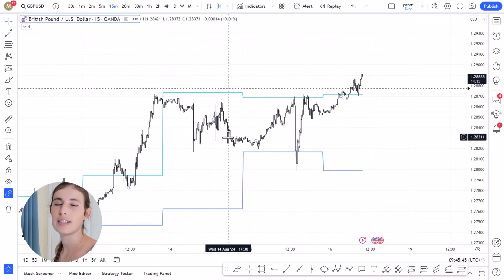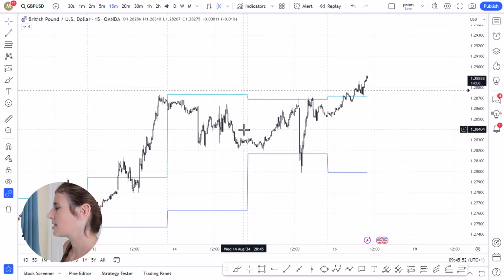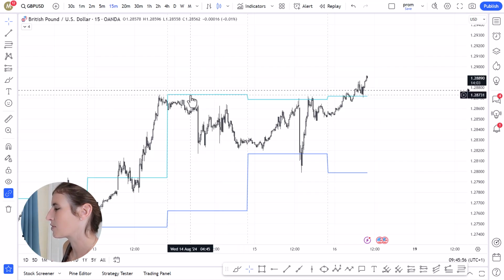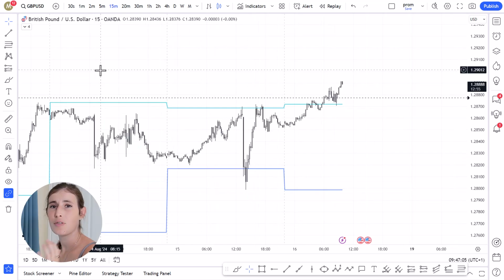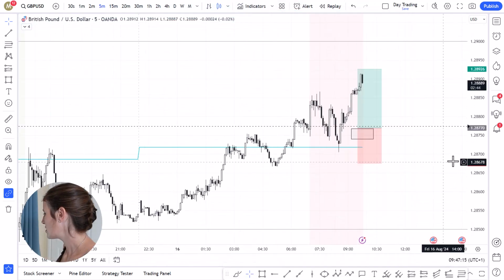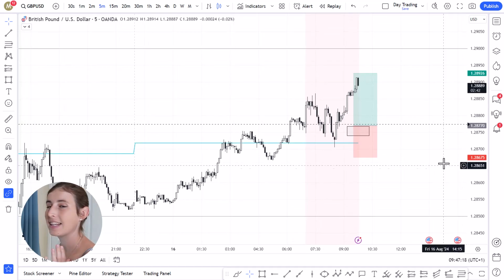Also, I use this for my intraday trading strategy where I will basically look to get in on a trend continuation on a break of one of these levels. These are key daily levels, the previous daily high, the previous daily low. So for now, I am watching this trade. I'll just drag this over. So this is using the 5-minute time frame. Again, it's on pound dollar.